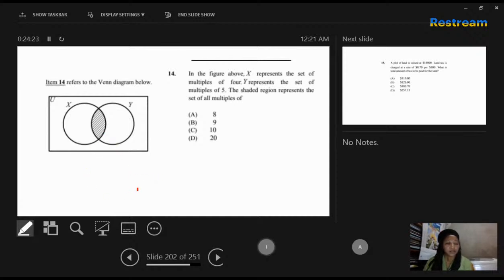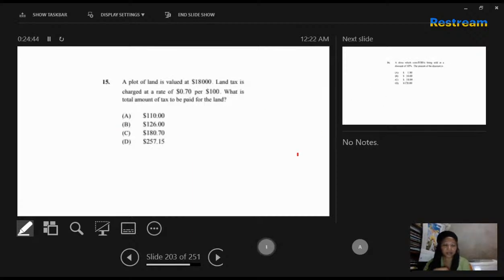Common multiples of 4 and 5. Which one is a common multiple of 4 and 5? The common multiple of 4 and 5 is D, 20. Okay, yes.